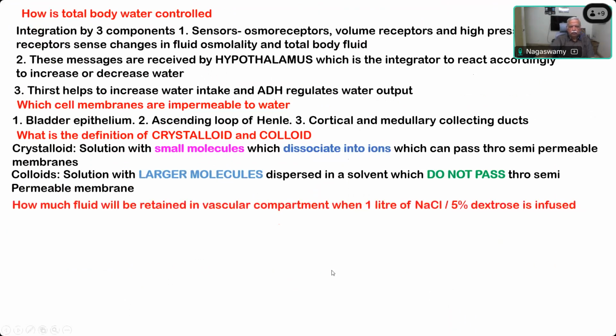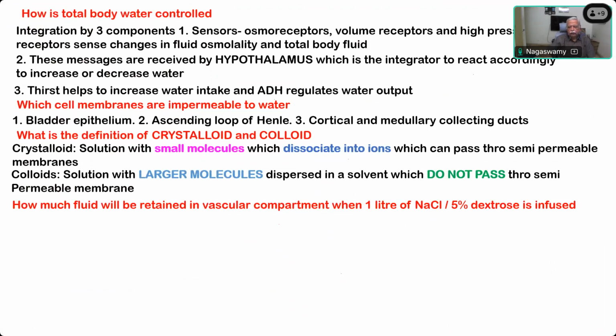How much fluid will be retained in the vascular compartment when 1 liter of sodium chloride or 5% dextrose is infused? We have to tell the value for both 1 liter of NaCl and 1 liter of 5% dextrose. If you infuse these two in two different persons, how many ml will be retained? 1 liter is 1000 ml of sodium chloride, or 1000 ml of dextrose is infused. How will you know how much will be retained in the vascular compartment?